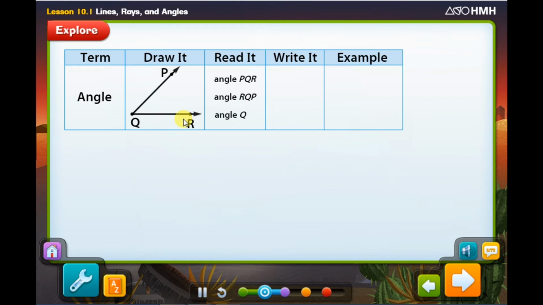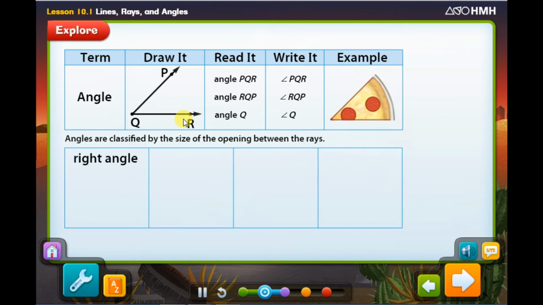This figure can be described as angle PQR, angle RQP, or angle Q. When you name an angle using 3 points, the letter for the vertex is always in the middle. The name for the angle can be written in any of these 3 ways. A slice of pizza is an example of an angle. Angles can be classified by the size of the opening between the rays.